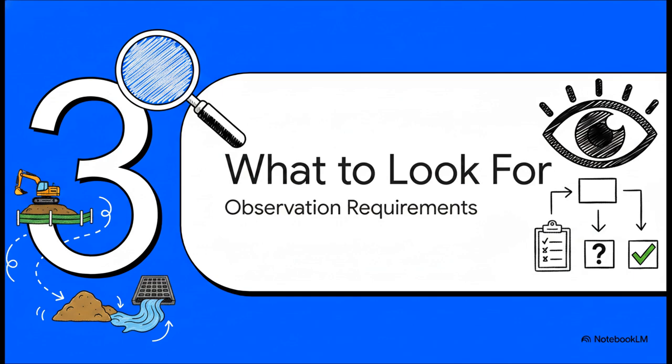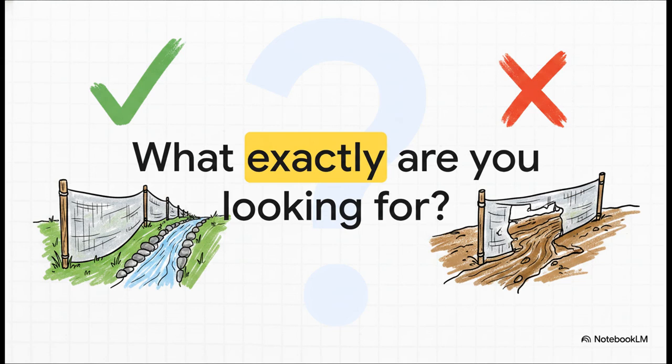All right, Section 3, What to Look For. Diving into the observation requirements. Okay, so you know where to look, but once you are actually standing in these designated areas, what exactly are you looking for? Evaluating what you're seeing is the real core of the inspection. You aren't just checking a box to see if a silt fence physically exists, you're figuring out if it's actually doing its job or if there's a pending environmental hazard.